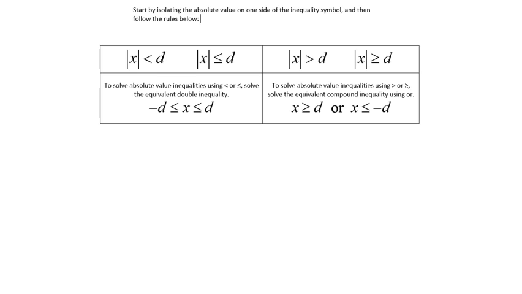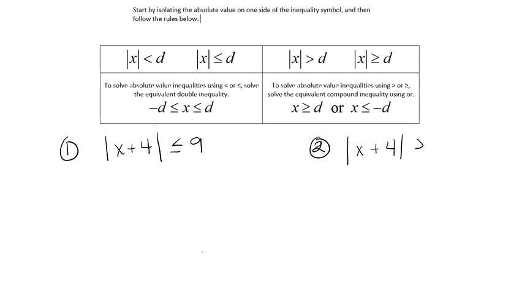If it's less than, we're going to write it as a double inequality. If it's greater than or equal to, so I should have said less than or equal to, we're going to write it as a double inequality. If it's greater than or equal to, we're going to write it as an or. So let's do a couple examples, maybe more than a couple, probably about 4. So let's do x plus 4. The absolute value of x plus 4 is less than or equal to 9. And then let's do the same expression. So absolute value of x plus 4, but then we'll solve it as greater than or equal to 9.